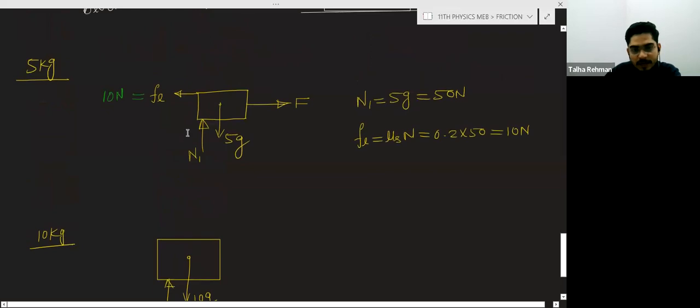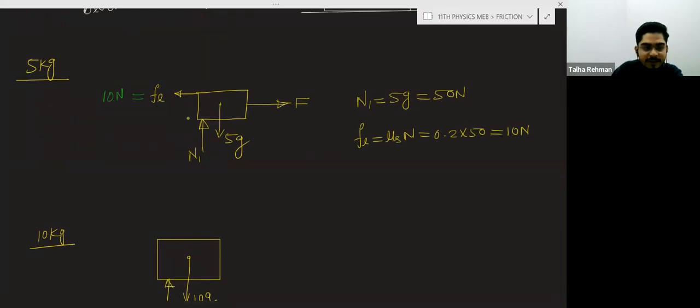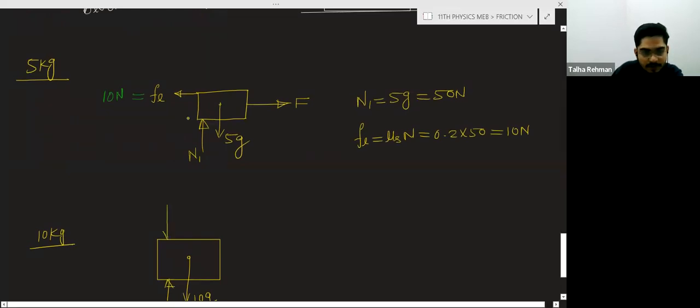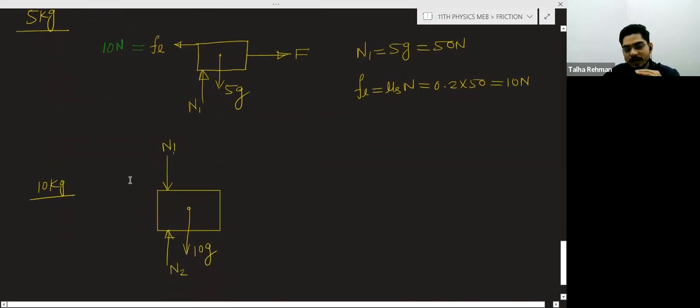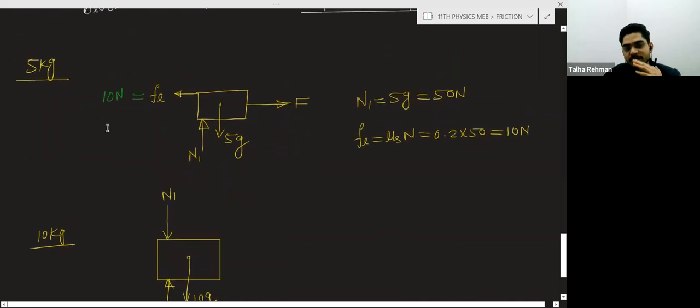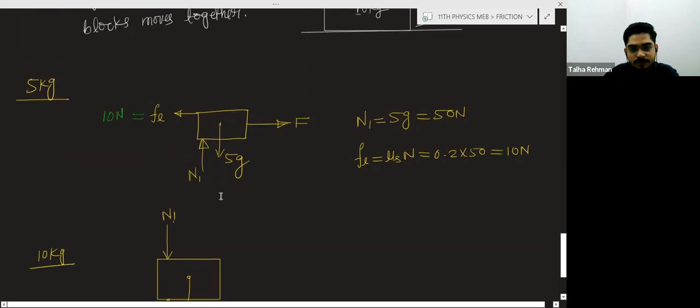Now N1 will be like this also. N1 will be the normal reaction on the 10 kg block due to 5 kg. Okay. Now any other force?